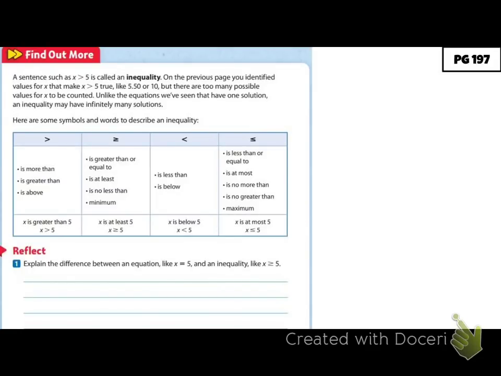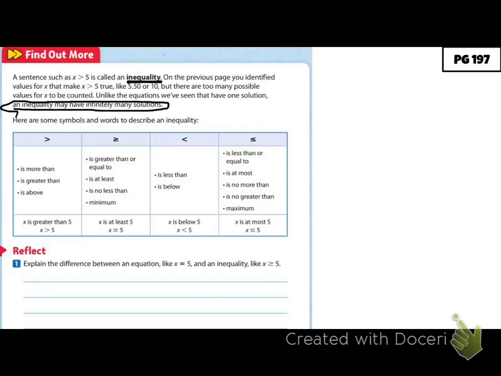Okay, so it says a sentence such as X is greater than 5 is called an inequality. So inequality, that's going to be our vocab word. On the previous page, you identified values for X that make X is greater than 5 true, like $5.50 or 10. But there are too many possible values for X to be counted. Unlike the equations we've seen that have one solution, an inequality may have infinitely many solutions. That means that there can be any number of solutions that would fit to make an inequality true.